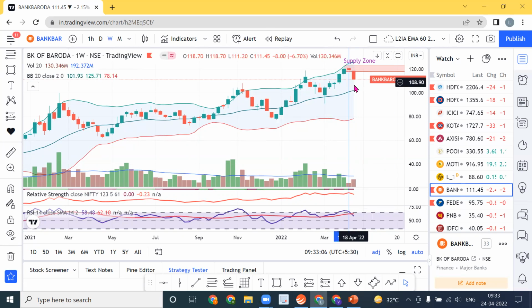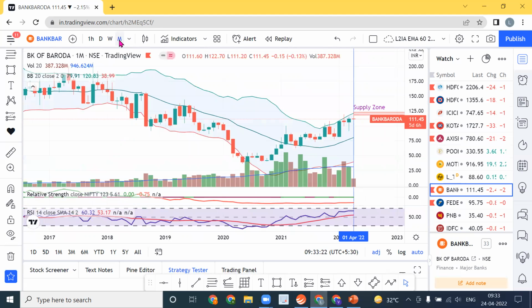The supply zone is also formed, which tells me I am weak. Red candle tells me it is nothing but rally base drop. So everything is telling me that Bank of Baroda has started falling. Then as an investor, I'll go back and look at my monthly chart.